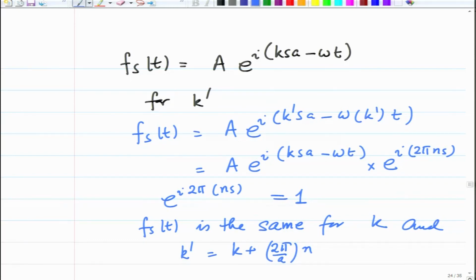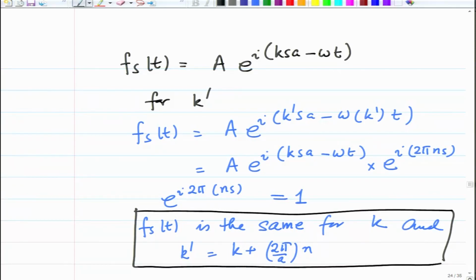So, again we see that if I take k confined to the range between pi by a and minus pi by a, it describes all the motion of this discrete lattice, because adding 2 pi by a to it does not really make any difference in the frequency or the displacement. One more point you may ask is, fine, the displacement is the same, what about the velocity?